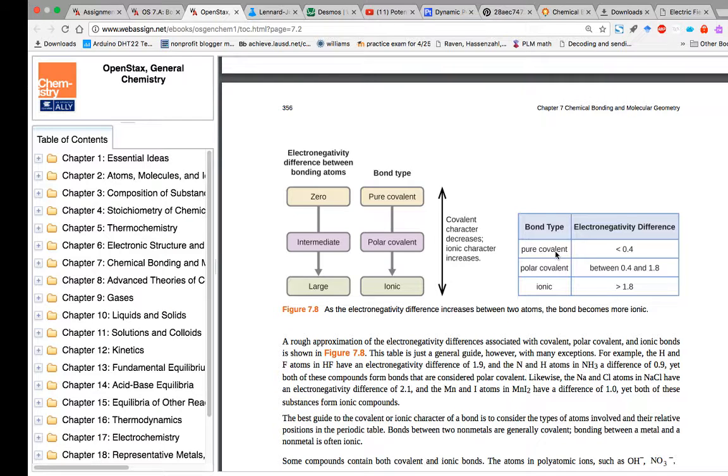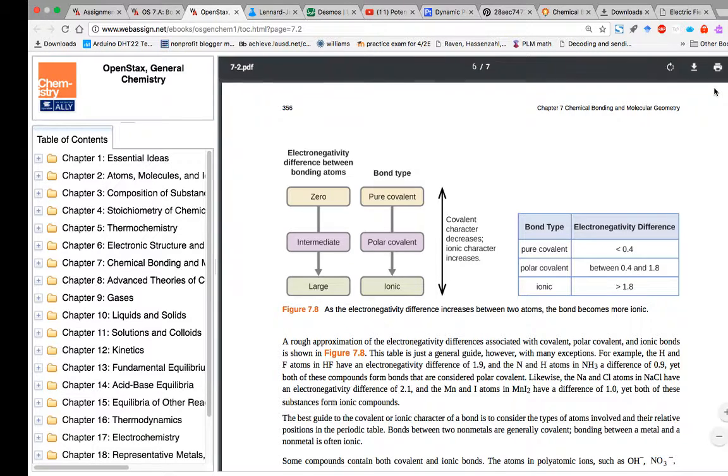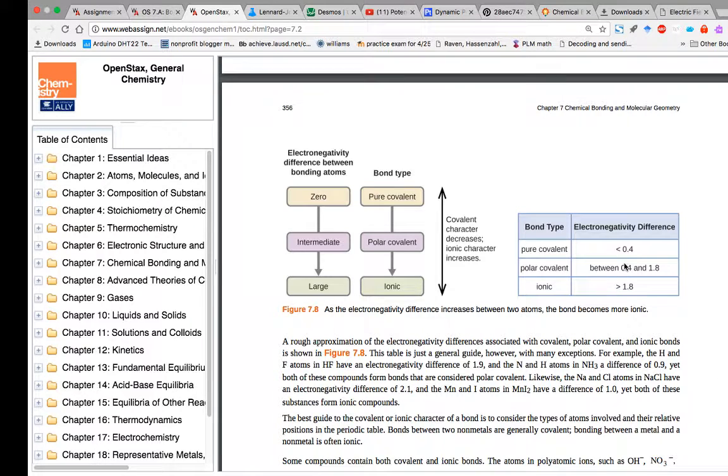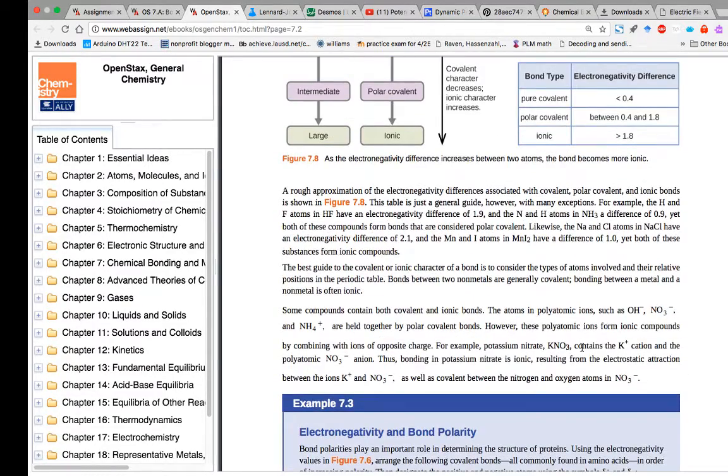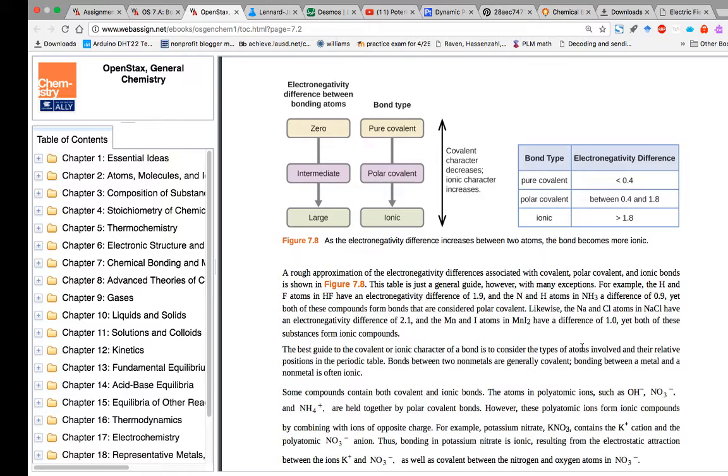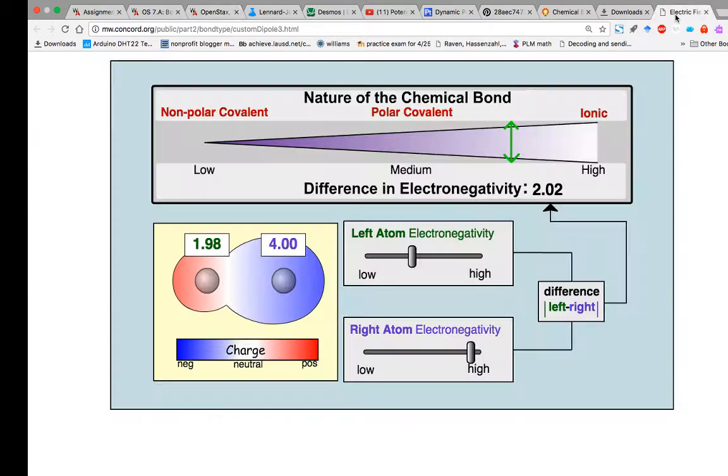So, I know what you're thinking. What if it's exactly 0.4? 0.4 is not less than 0.4, and 0.4 is not between 0.4 and 1.8. So what about when it is 0.4? See, your textbook can't really help you with that. Your textbook is just not helpful. So the truth is, nature doesn't care.